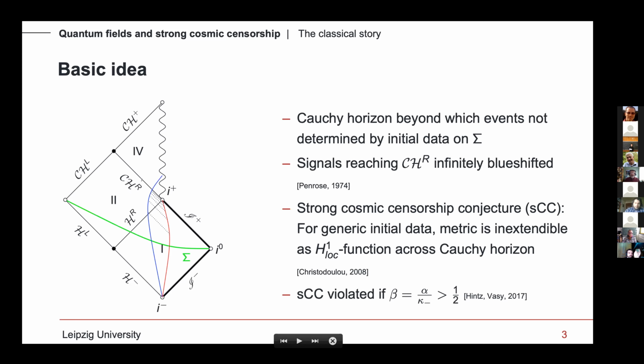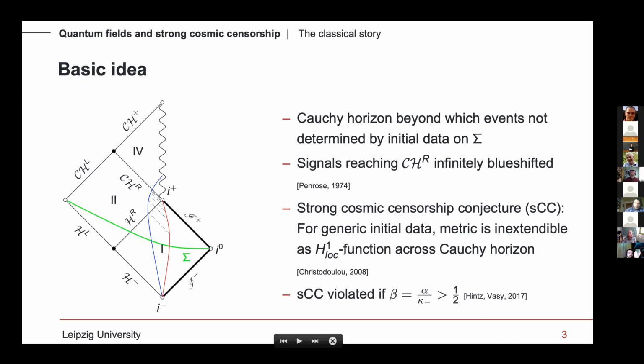And this is exactly the idea of the strong cosmic censorship conjecture, of which there are a variety of concrete formulations. Here we will work with one due to Christodoulou, which states that for generic initial data on some Cauchy surface, where generic still means smooth, the metric should be inextendable as a H1 log function across the Cauchy horizon.